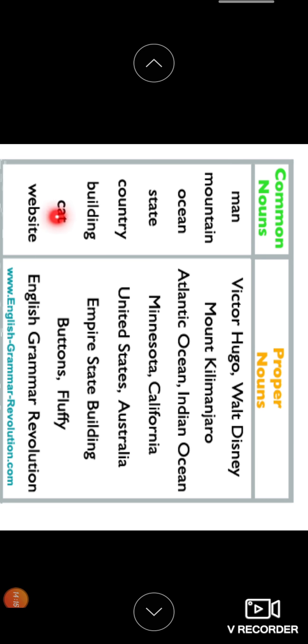The cat: you may be thinking cat is itself a name. Cat is not a name, children. They're breeds. You may not know about cats like Buttons or Fluffy, but you must know about dog breeds. We have Pomeranians, we have Husky, and some more dog breeds we may not know. A website can be English Grammar Revolution. We have many websites. The common name used for these kinds of links is websites. So these are all the common names, and these are the special names of that particular person, place, animal or thing, whatsoever it is.